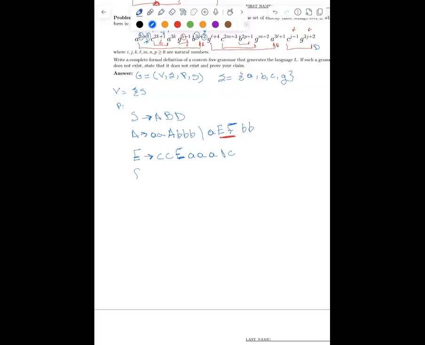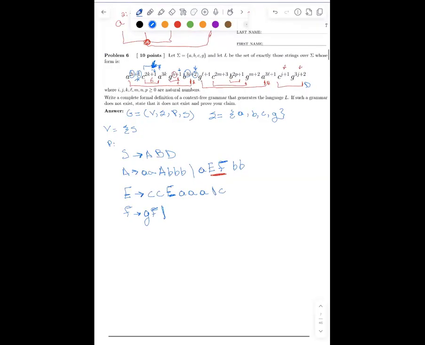Then I move on with my F. And I see that for my F, I only have one G. So it's gonna be GF because it's G to the power of N. And then I need my OR to add the one that is considered in this part here. And I have G.